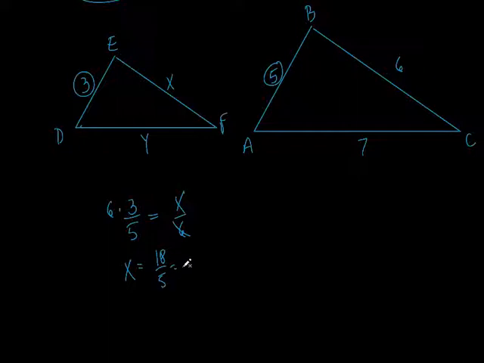What's the decimal for that? 3 and 3/5, 0.6? Okay, so 3.6 we'll say. All right, that's what X is.